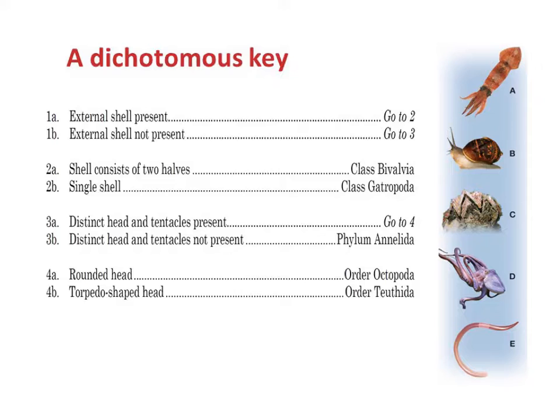Okay, and let's do one example from this dichotomous key with something slightly more scientific. Okay? Let's look at this guy. Letter D. Okay. External shell present or not present. Well, he doesn't appear to have any kind of shell, so I'm going to go to 3. Distinct head and tentacles present. That seems pretty true. There are tentacles. So I'm going to 4. Does it have a round head or a torpedo-shaped head? Well, this head is more rounded. The torpedo-shaped head would be A. So this is in the order Octopoda.